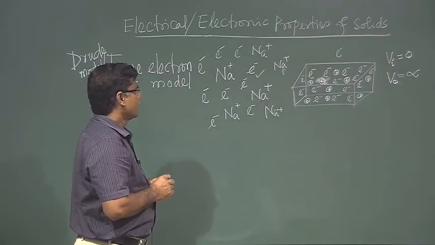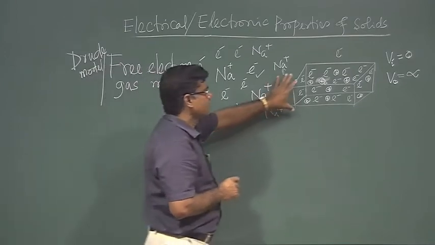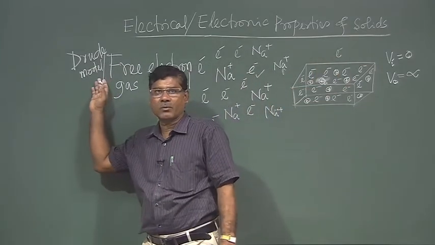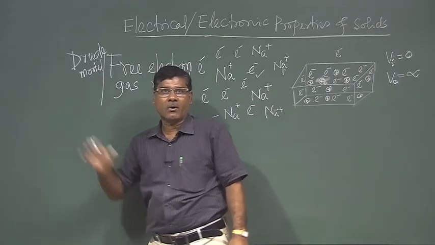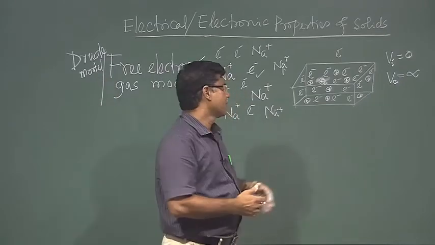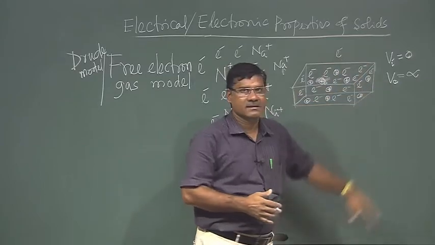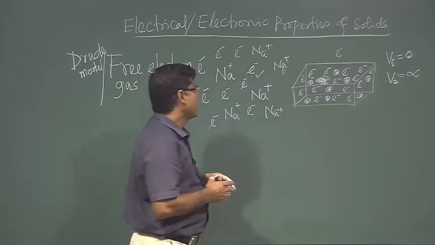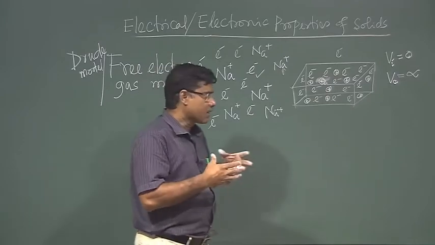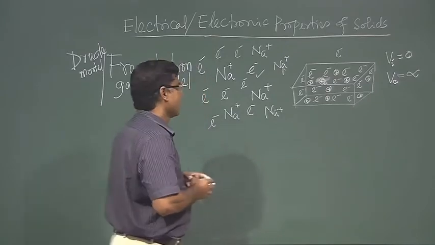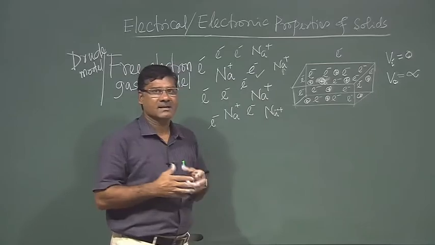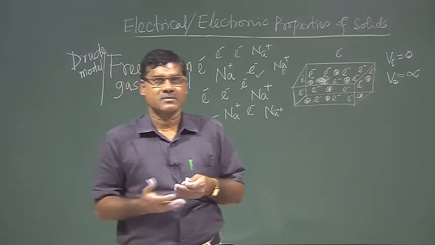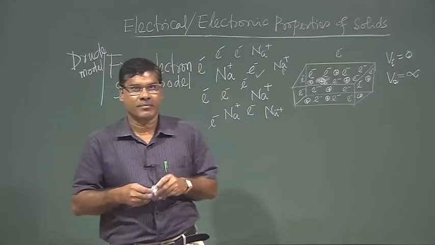So, this is the model, the free electron model or Drude model. All metal is considered to have free electrons, a lot of free electrons, and it behaves just like a gas of atoms, molecules, right.